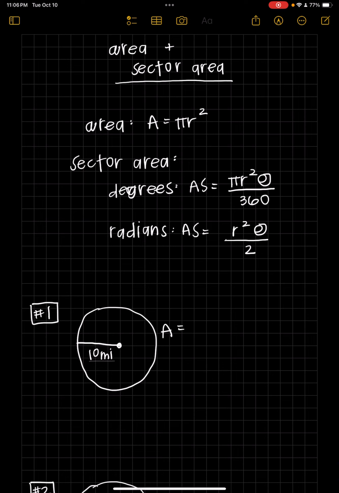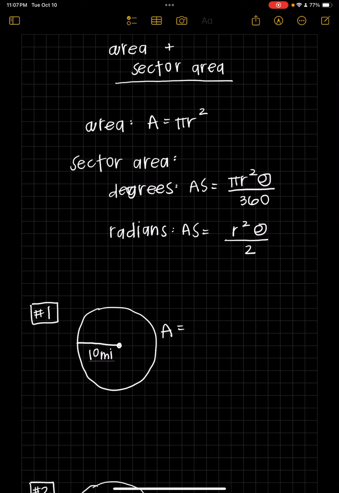To find the area, we're going to use the formula A is equal to pi r squared. Again, that A stands for area, and R stands for the radius. In the last video, I showed you two different formulas for area, one that uses radius and one that uses diameter. In this case, we can only use radius, so if we get a diameter, we'll have to divide it by 2.